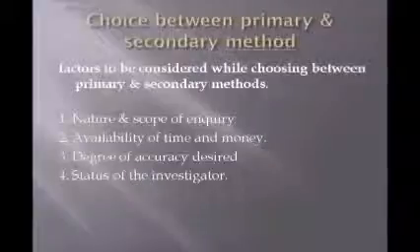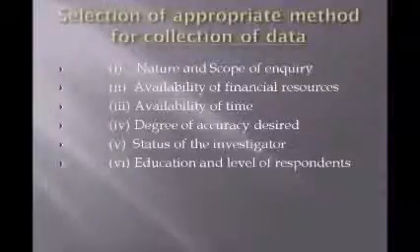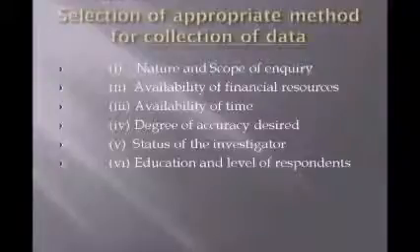Next, we are going to talk about selection of appropriate method for collection of data. First point is nature and scope of inquiry. Second point is availability of financial resources. Third point is availability of time. Fourth point is degree of accuracy desired. Fifth point is status of the investigator. Sixth point is education and level of respondents.